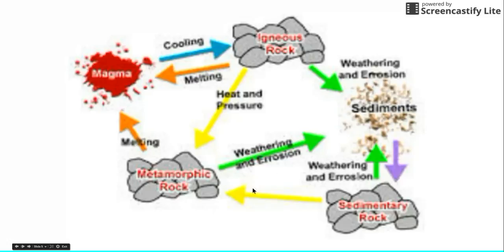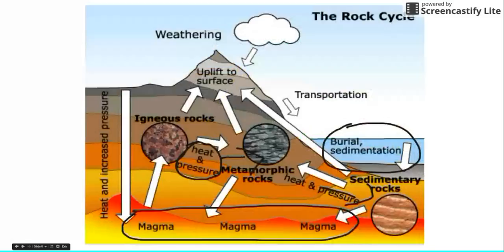And now you'll notice that there's two yellow arrows pointing to the metamorphic rock. These both represent heat and pressure because we know heat and pressure are what form metamorphic rock. And then we have these orange arrows that represent melting to the magma. Anytime melting occurs, we know that it's melting back into that mantle and becoming magma. And in order to form that igneous rock, the only way to form it is by cooling the magma.